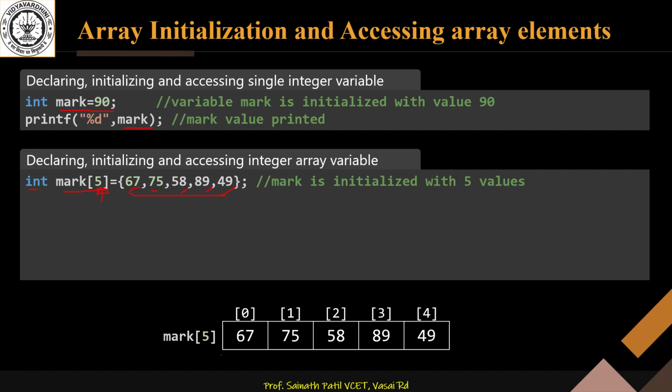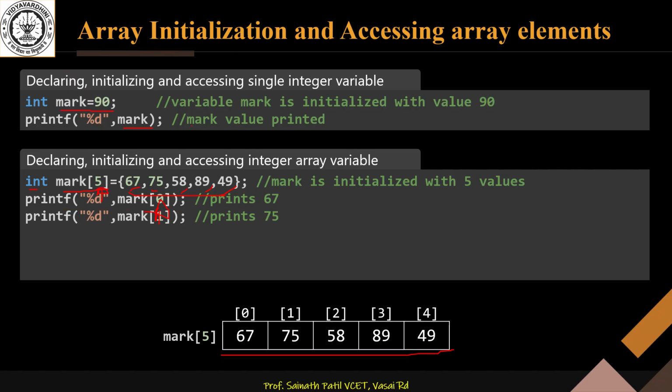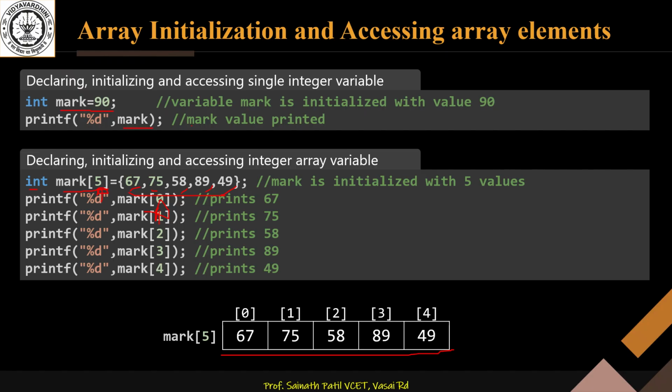So in memory, it will be shown like this. Mark of 0, mark of 1, like that. So to print the zeroth value, I'll use printf %d mark of 0. Now here in this case 0 is the index. So it will print 67. Similarly, printf %d mark of 1, it will print 75. Similarly, mark of 2, mark of 3, mark of 4. So each individual array element will be accessed and printed by using the array index.